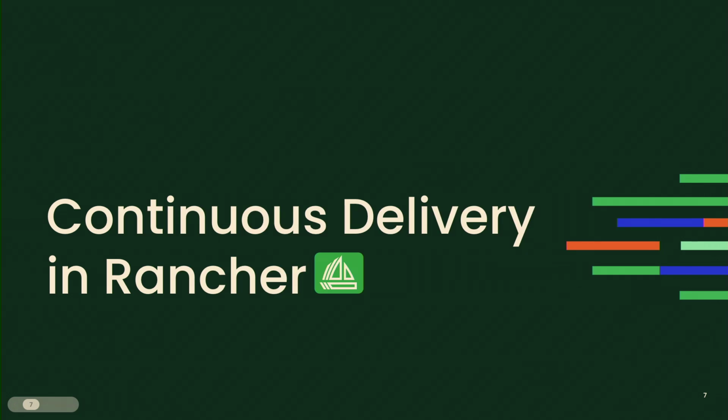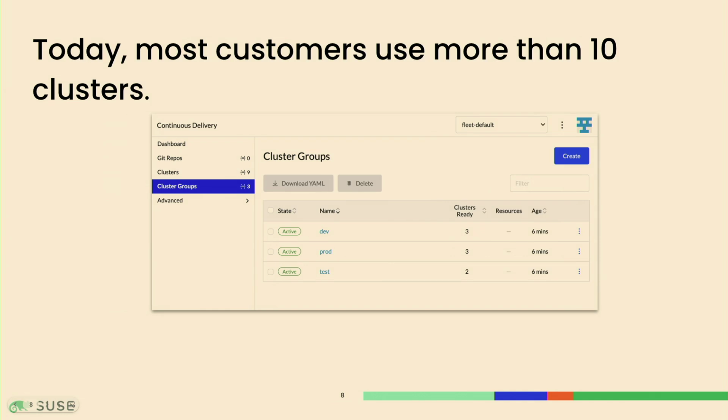So this is Fleet, and in Rancher that's called continuous delivery. The problem we have is most customers now have more than 10 clusters. You might split them up into prod, dev, and test clusters, or maybe you have one cluster per location, right? Each factory, car, or whatever is a cluster nowadays. So you actually have lots of them. You have 1,000 clusters in retail, in Edge.